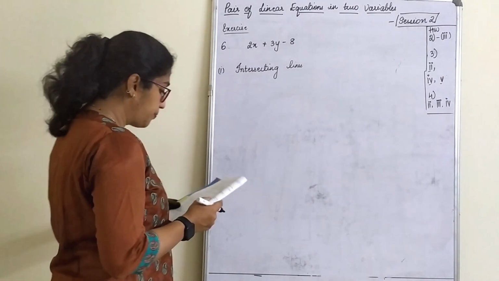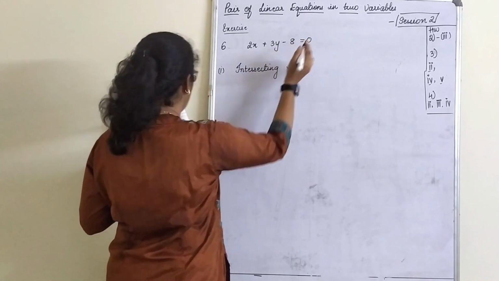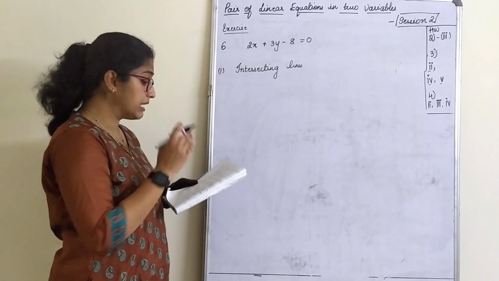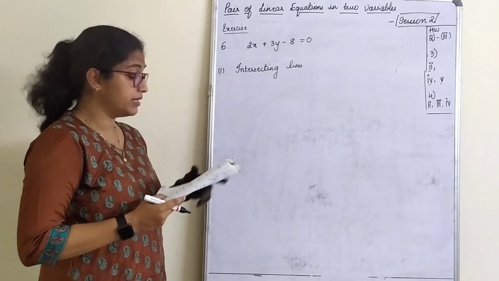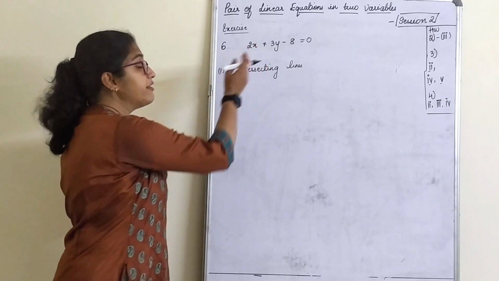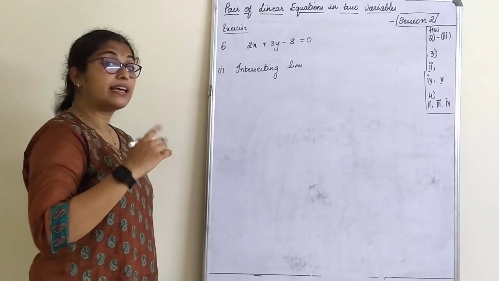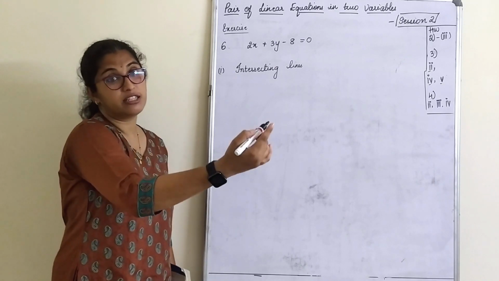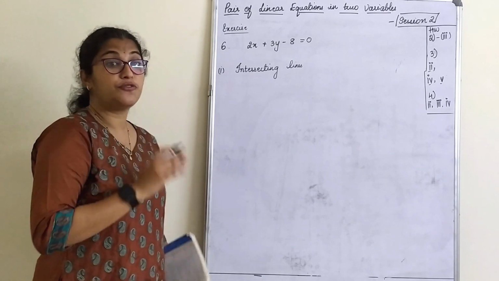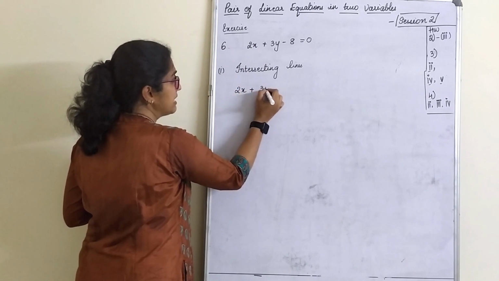Look at the sixth one. Given the linear equation 2x plus 3y minus 8 is equal to 0, write another linear equation in 2 variables such that the geometrical representation of the pair so formed is intersecting lines, parallel lines and coincident lines. That means an equation is given to us. I need to frame another equation such that when I compare the ratios and find the solution, I get the intersecting line type of graph. You need not draw anything here, just frame an equation based on this. Very simple, answers need not be the same.